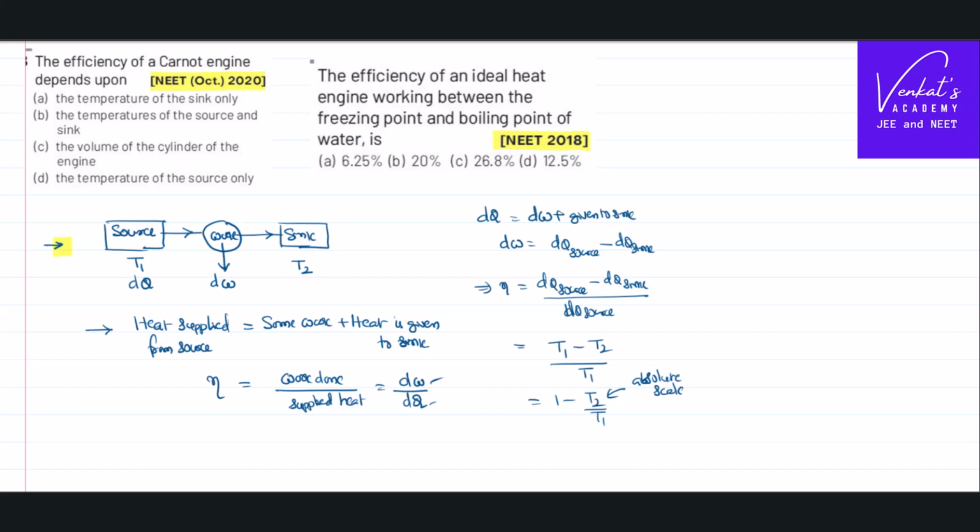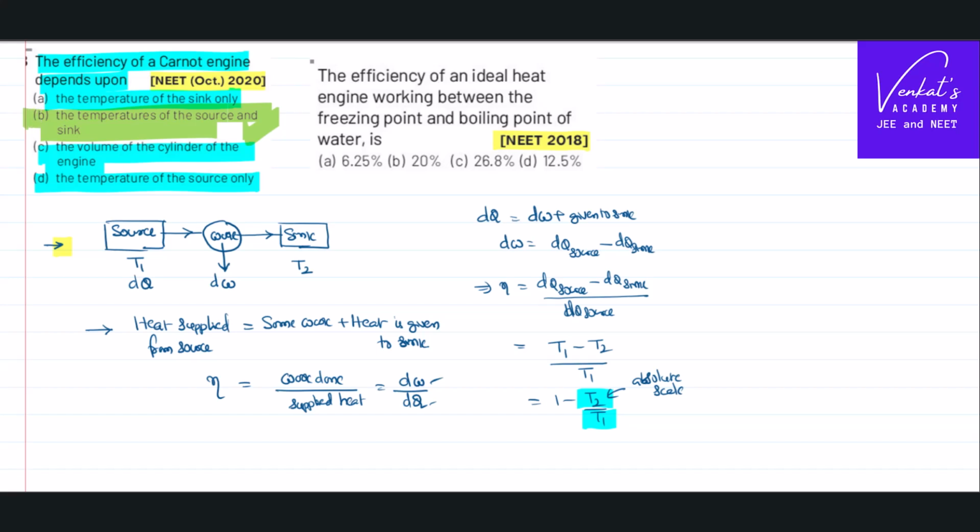Taking that into consideration, now look at the first question itself. The efficiency of a heat engine depends on temperature of the sink only is not correct, because it depends both on temperature of the sink as well as temperature of the source. Temperature of the source and sink is correct. Third option, the volume of the cylinder, no, it doesn't depend on the volume of the cylinder. It doesn't depend on the temperature of the source only. So the answer is it depends on the temperature of source and sink. That's the right answer. Answer B is the right answer.